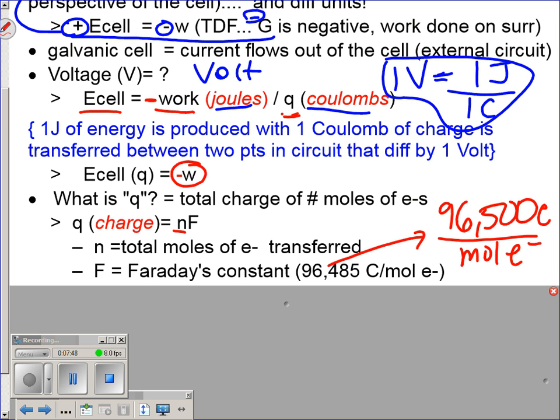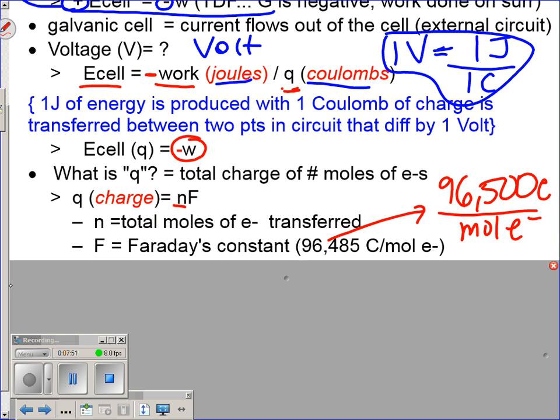So how does that work out with units? If I have Q as moles of electrons times 96,500 coulombs per mole of electrons, what unit is Q expressed in? Just coulombs, right? Because the moles of electrons cancel, leaving us with coulombs. All right, so if Q is measured in coulombs and E cell, which you've been using this whole time, is measured in volts, what is work measured in? Joules.